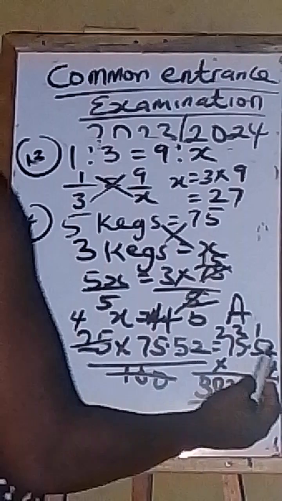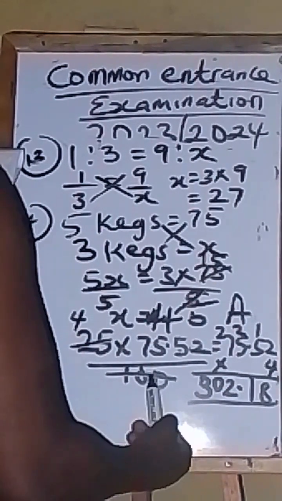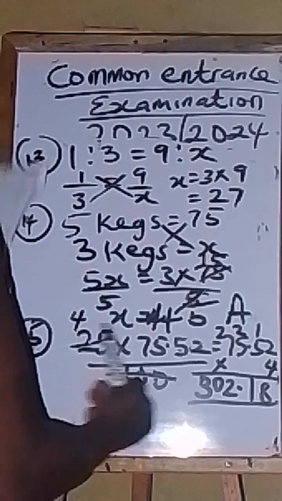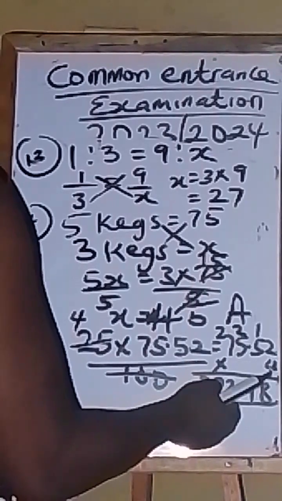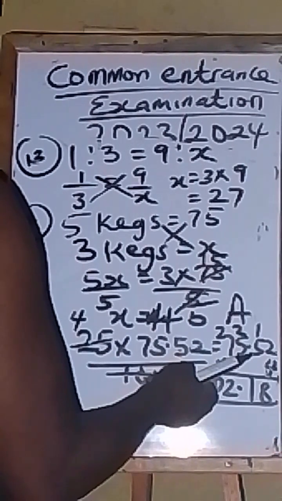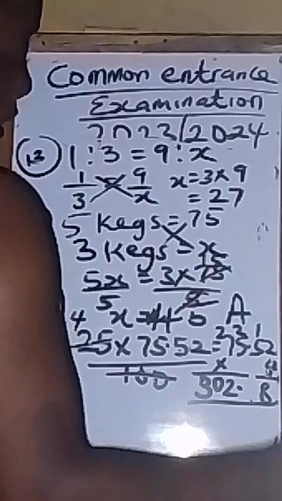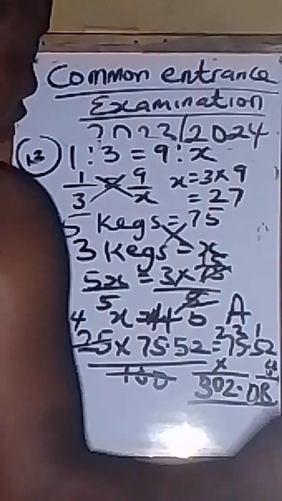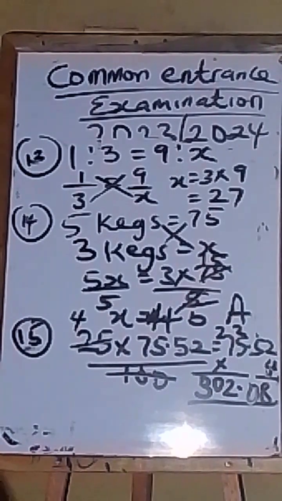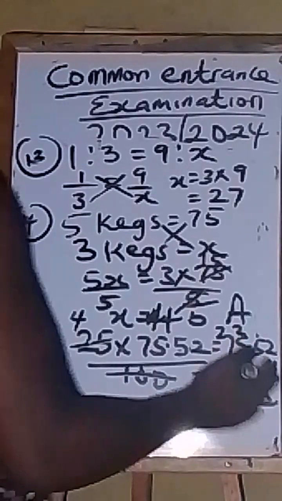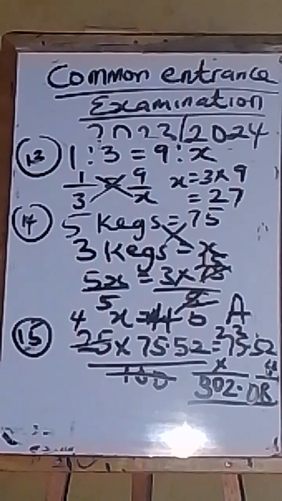Remember the point. Let me recheck. 4 times 2 again, 8. Always recheck. 4 times 5, 20. You see, nobody is above mistake. 4 times 5, 20, plus 2, 22. 4 times 7, 28, plus 2, 30.